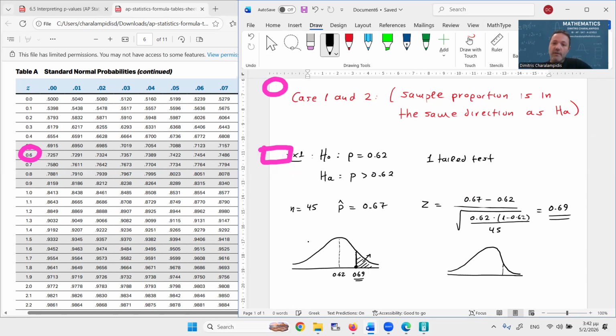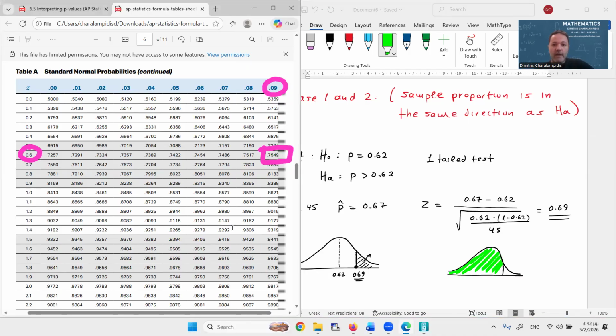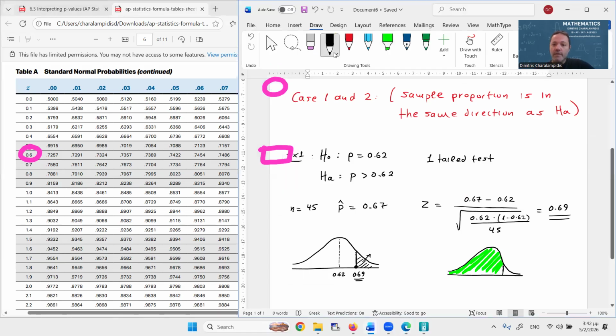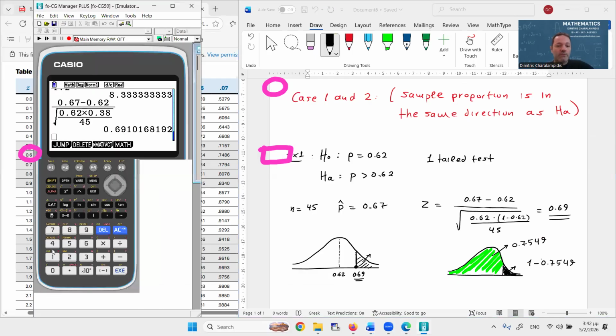So basically, when the table indicates that we have this area of 0.7549, this means that this green one is 0.7549. So, since I want to find this one, I will do 1 minus 0.7549. Once again, let me use my calculator.